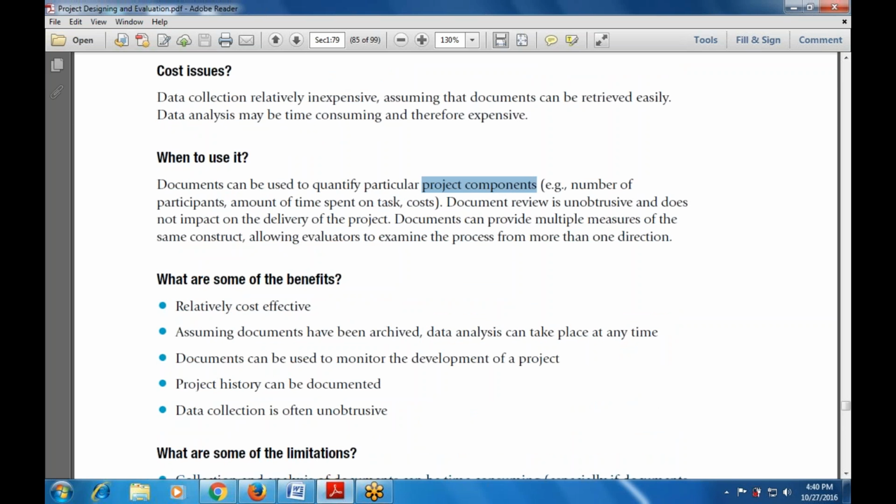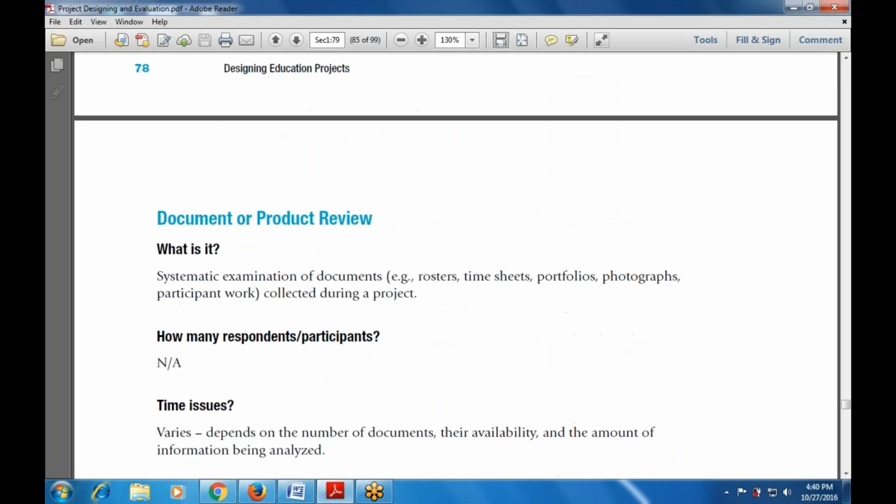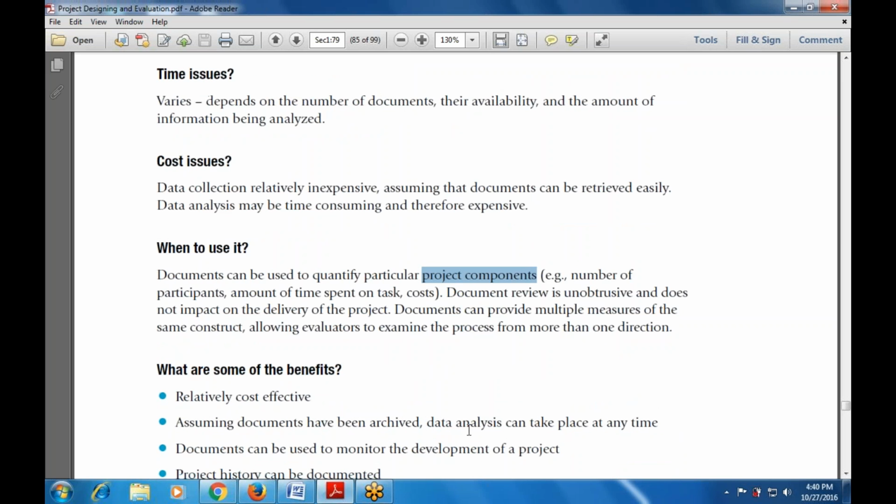Now, what are the various benefits of the document or product review? The first one is that it is relatively cost effective. This is used for its cost effectiveness.